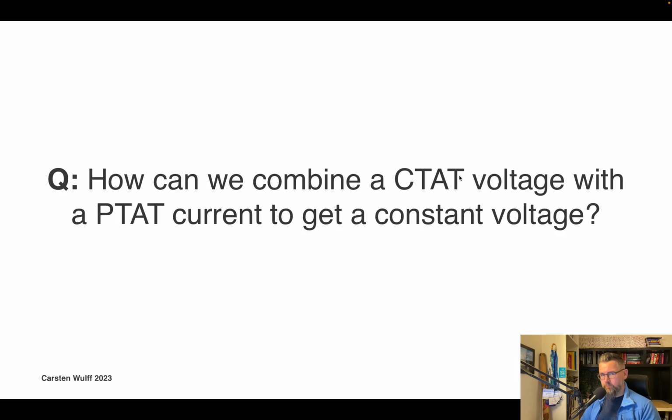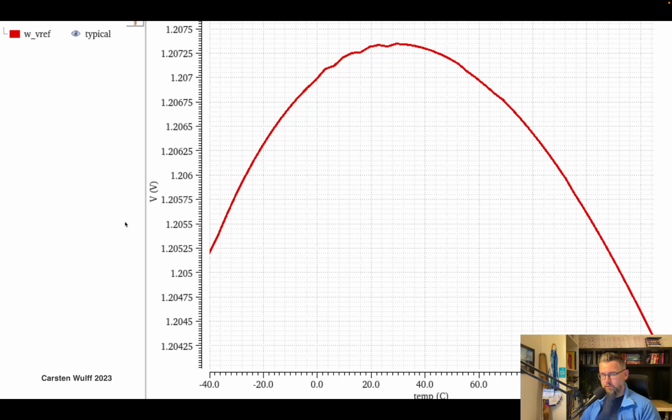But how can we combine those? A complementary-to-temperature current and a positive temperature coefficient. How can we combine those two to get a constant voltage? Because it is possible. This is a band gap I simulated last year, and we can see that the variation across from -40 to +125 is not many millivolts. It's about 2 millivolts, and that actually comes from the equations of the diode.